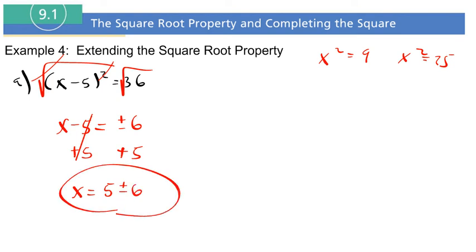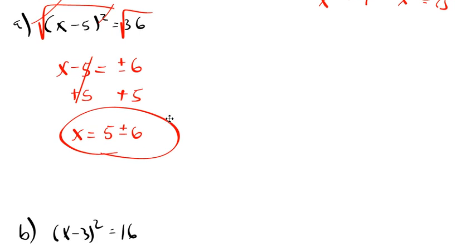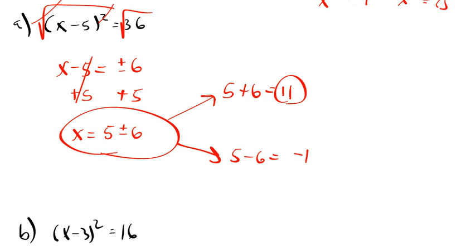That's our final answer, but to give it a little more context, this means two answers. That's what that whole plus or minus thing is all about. These two answers literally mean 5 plus 6, so 11, and 5 minus 6, or negative 1. You say, which one's correct? They're all correct right here.